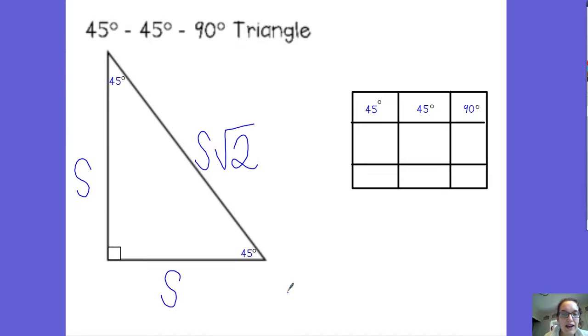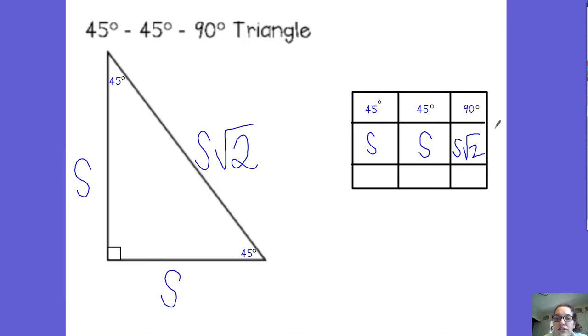So you have to have this relationship, this picture memorized. You should be able to recreate it. You should also be able to recreate this chart. I'm going to put the angles at the top: 45, 45, and 90. The side across from the 45 degree angle is s. The side across from the other 45 degree angle is also going to be s. And then the side across from the 90 degree angle is going to be s root 2.